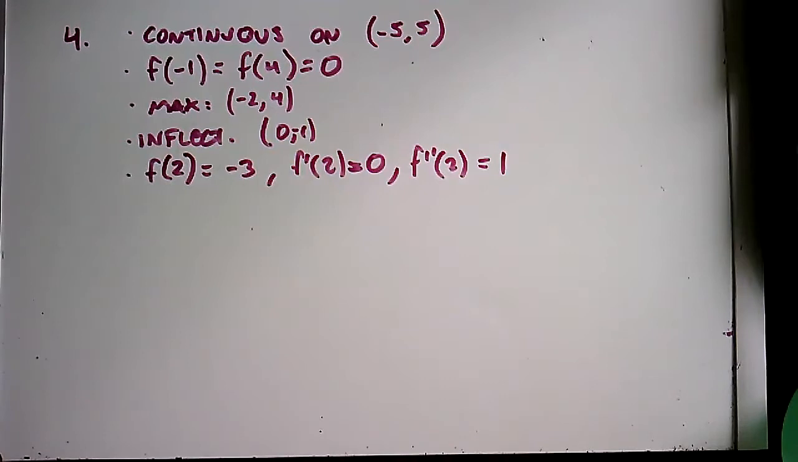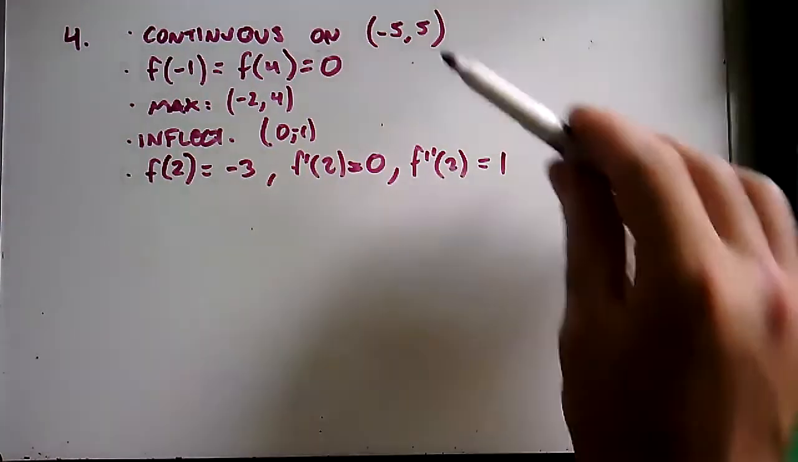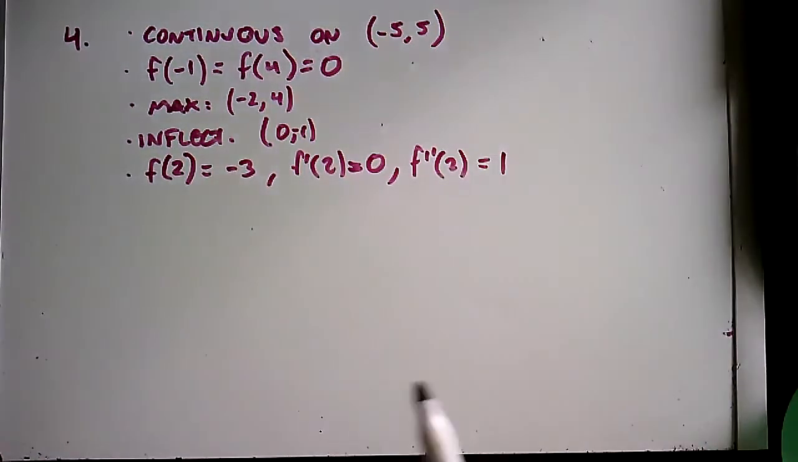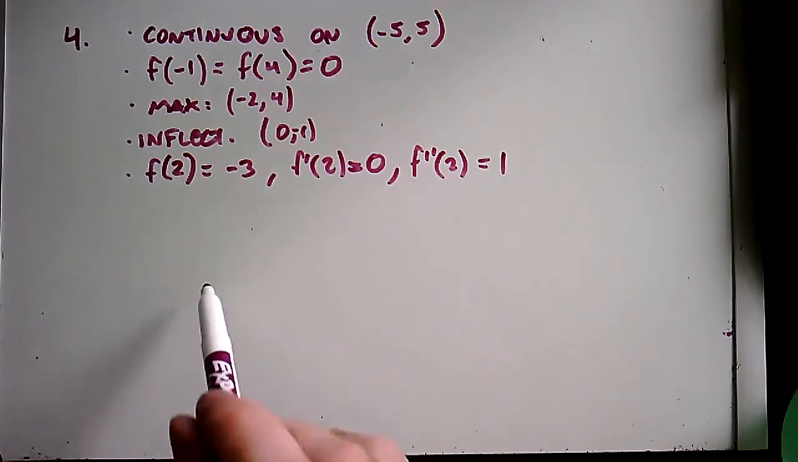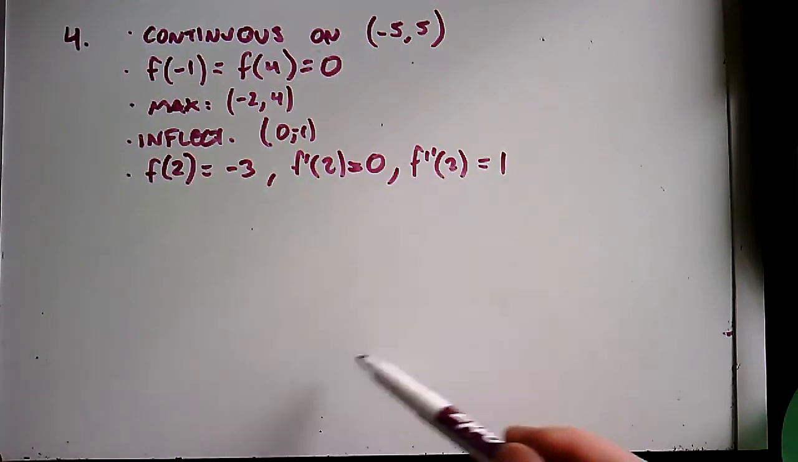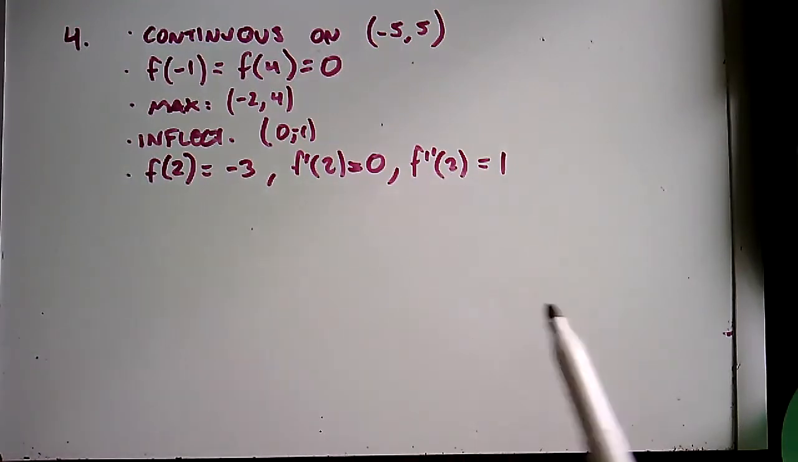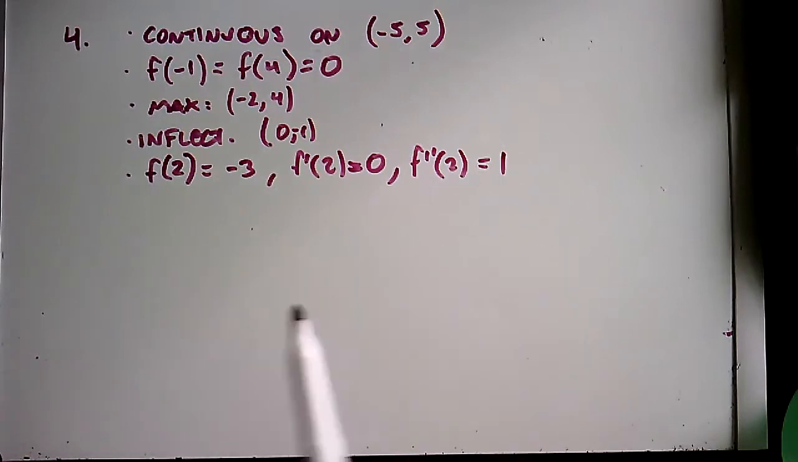I just wrote them on the whiteboard here. We can sort of go over them one by one, and then I'll start drawing. So continuous on the open interval from -5 to 5. So that just means I can draw it without picking my pencil up off the board, or my marker off the board between -5 and 5. It could be discontinuous outside of that.